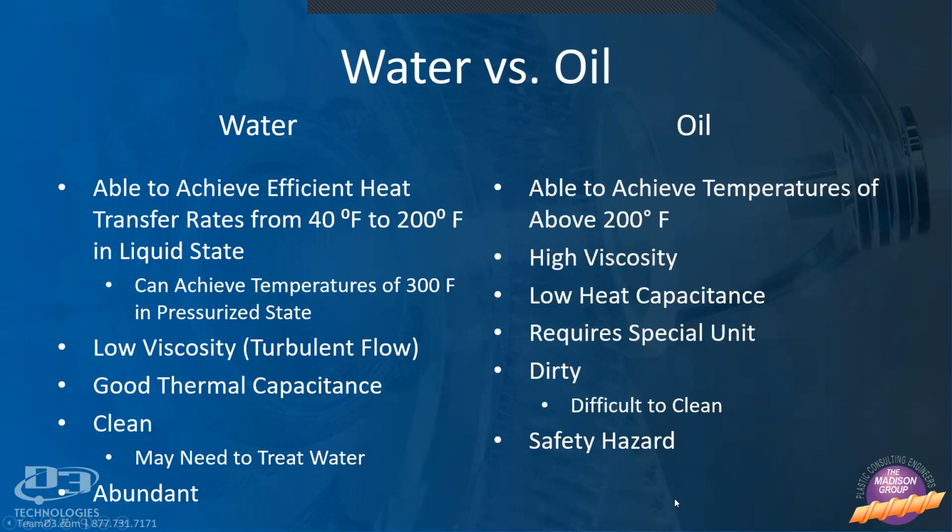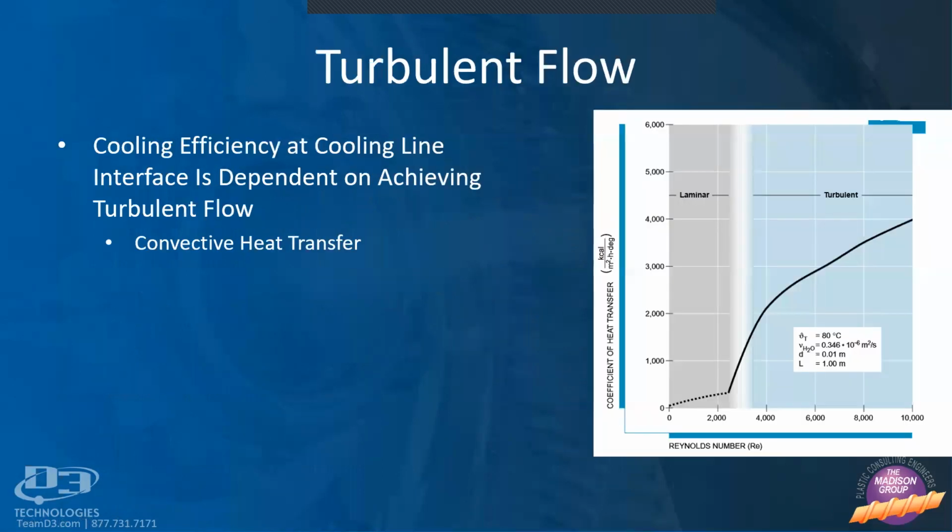However, sometimes with high temperature materials, we do use oil where we're trying to achieve mold temperatures above 200 degrees Fahrenheit, and we don't have access to that pressurized water. But oil has a high viscosity, much higher, making it harder to achieve turbulent flow. It has a lower heat capacitance, meaning it's going to heat up more easily and not be able to extract as much heat per unit, and it requires a special unit. Also, any of us that's dealt with oil knows that it's dirty and it can be difficult to clean our parts. So for medical, it can be a very difficult media to use.